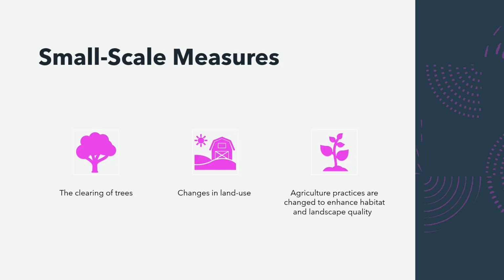The fourth solution is small-scale measures. This can be as simple as the clearing of trees, changes in land use, or changing agriculture practices to enhance the habitat and landscape quality. These 3 combined will ultimately enhance the ecosystem as well.